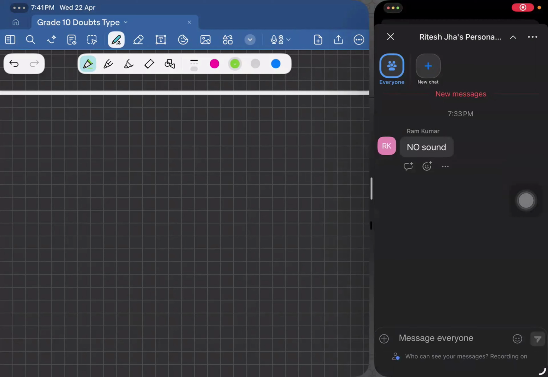While the first person is asking me the doubt, the other students can send messages on the chat so that I get an order. Right now I see Ram Kumar who has written no sound. So I know that there is a student named Ram Kumar, and he is having a doubt in, let's say, physics. That will help me in reaching out to each one of you one by one. I hope that's clear.